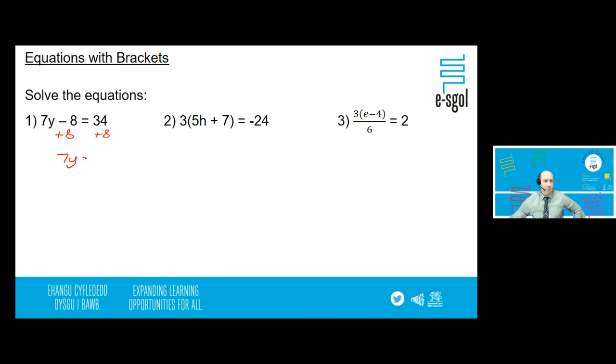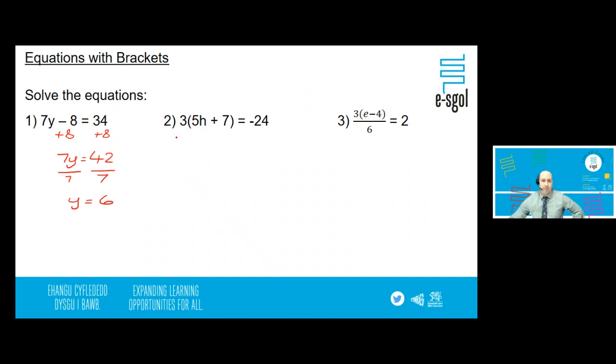So I'm only left with 7y this side, and 34 add 8 gives me a value of 42. And I divide both sides by 7, and that gives me a value of y equal to 6. And that's always our aim. Even with the simultaneous equations we'll do later, we're going to get a letter equal to a number.